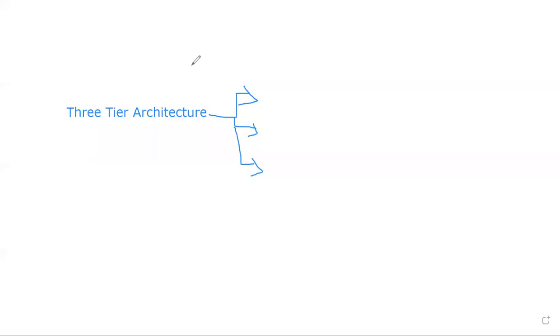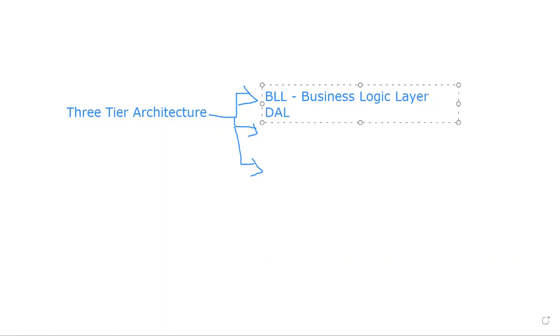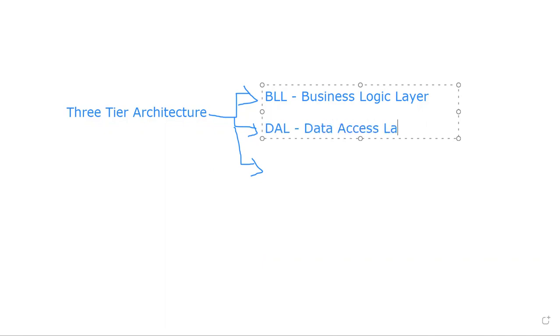So what are they? The first one is BLL. What is the full form of BLL? Business Logic Layer. In the same way, DAL. What is the full form of DAL? Data Access Layer. And the next one is PL. What is the full form of PL? Presentation Layer.